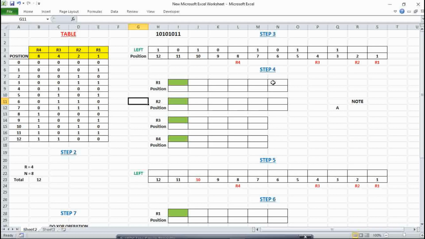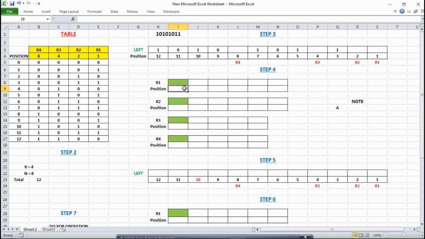Now remember, you need to know the position of R1 with respect to its ones value. Now look, first you need to prepare R1. Look at this R1 column. In the R1 column, find the position where 1 is coming. I will repeat once more. In the R1 column, name the positions where 1s are coming.